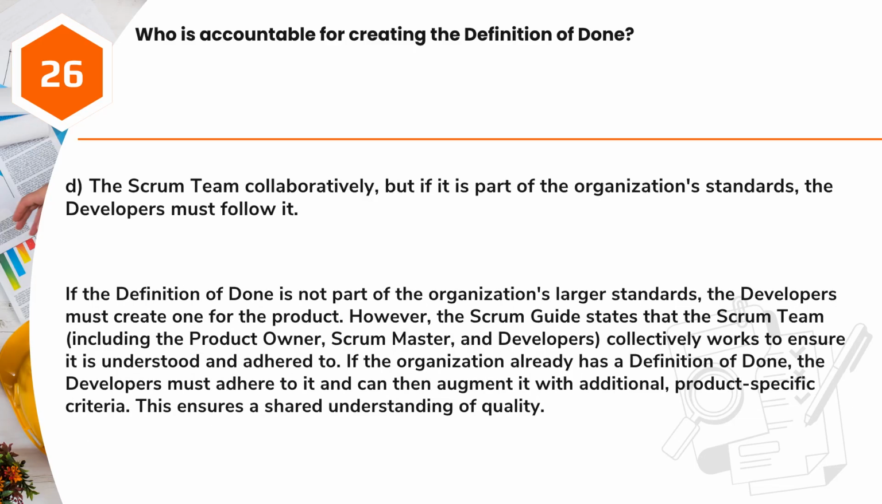Answer, D. The Scrum team collaboratively, but if it is part of the organization's standards, the developers must follow it. If the definition of done is not part of the organization's larger standards, the developers must create one for the product. However, the Scrum Guide states that the Scrum team, including the product owner, Scrum Master, and developers, collectively works to ensure it is understood and adhered to. If the organization already has a definition of done, the developers must adhere to it and can then augment it with additional, product-specific criteria. This ensures a shared understanding of quality.